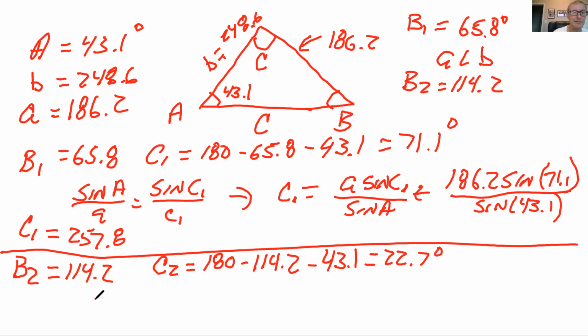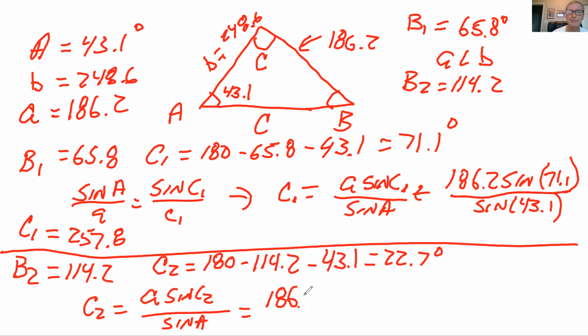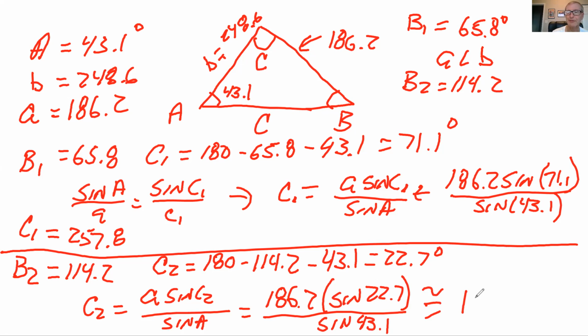So now if you want to calculate little c2, we have this same equation here, except you plug in c2 instead of c1. So again, that would be A times sine of c2 over sine of A. And when we plug that in, you would get 186.2 times sine of, in this case, 22.7, all divided by sine of 43.1. And if you did that, you would see this is going to be a lot smaller. It's 105.2.